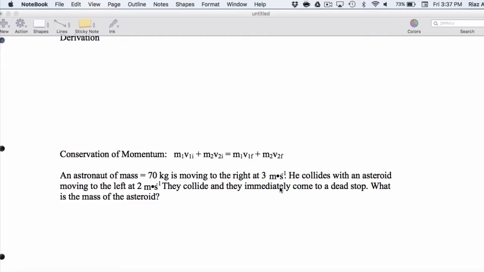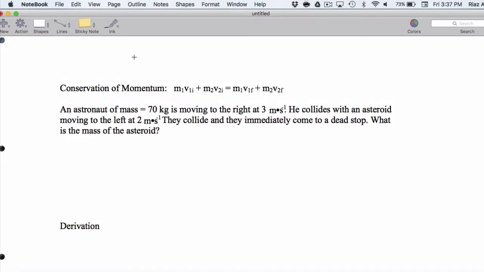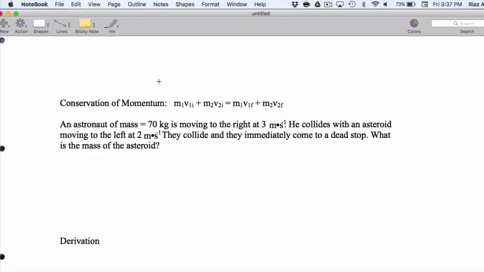All right, so here we are. We've got a conservation of momentum problem. We've got some asteroids, problems hitting, that kind of a thing. Let's go ahead and actually go through the formulas.